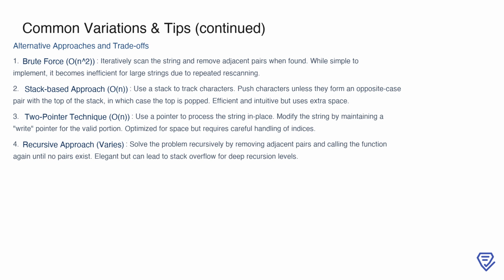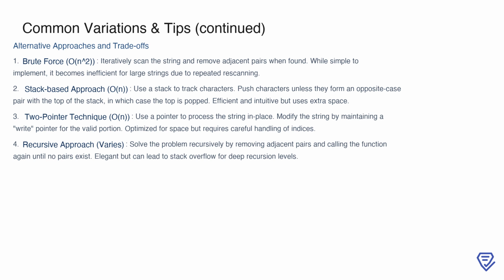Finally, let's compare some alternative approaches and their trade-offs. A brute force solution, which operates in n² time, involves scanning the string repeatedly and removing adjacent pairs as they are found. While straightforward to implement, it becomes inefficient for large inputs. A more common approach is stack-based, running in n time. Here, you push characters onto the stack unless they form an opposite case pair with the top element, in which case you pop the stack. This method is efficient and intuitive but requires extra space.